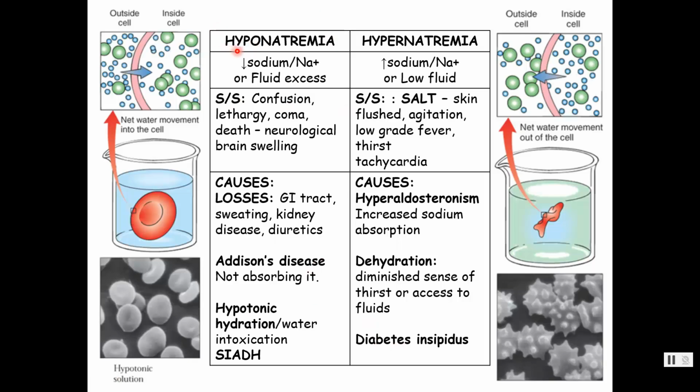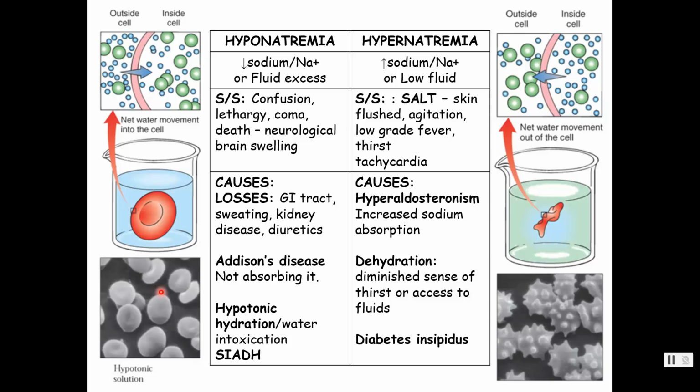So hypo means low, natremia refers to sodium. So that's the Latin name right there, Na. So hyponatremia is due to low sodium, so you can be losing your sodium, or you have too much water. Either way, pop over here and look at our picture. What we have is more water, less sodium in that extracellular fluid compartment. So water is just going to move by osmosis into the cells, and we're going to get cells swelling.